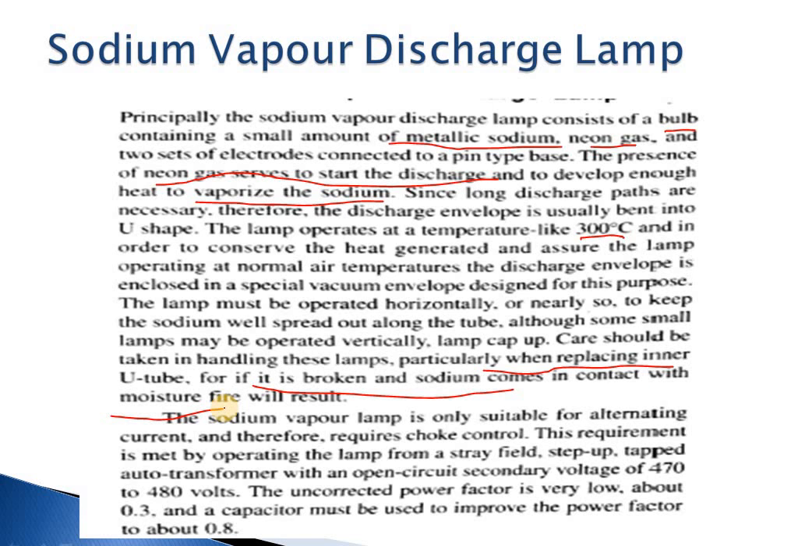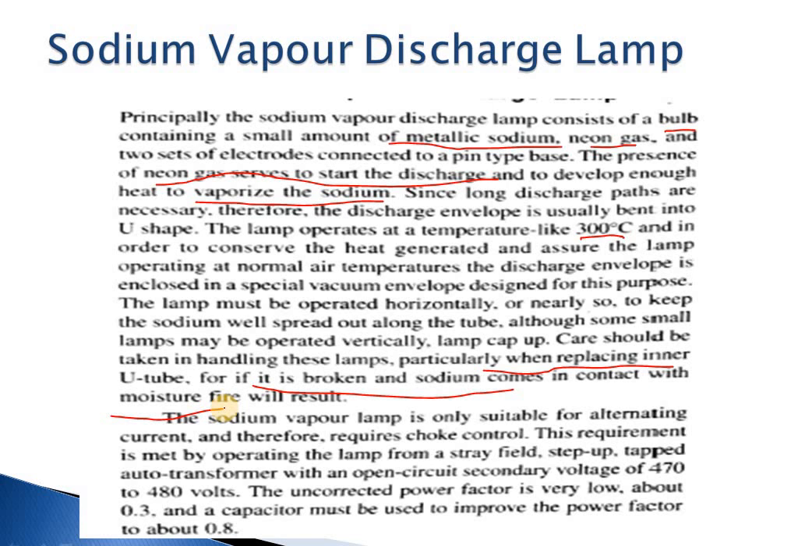The sodium vapor lamp is only suitable for alternating current and therefore requires choke control. This requirement is met by operating the lamp from a step-up tapped autotransformer with an open circuit secondary voltage of 470 to 480 volts.